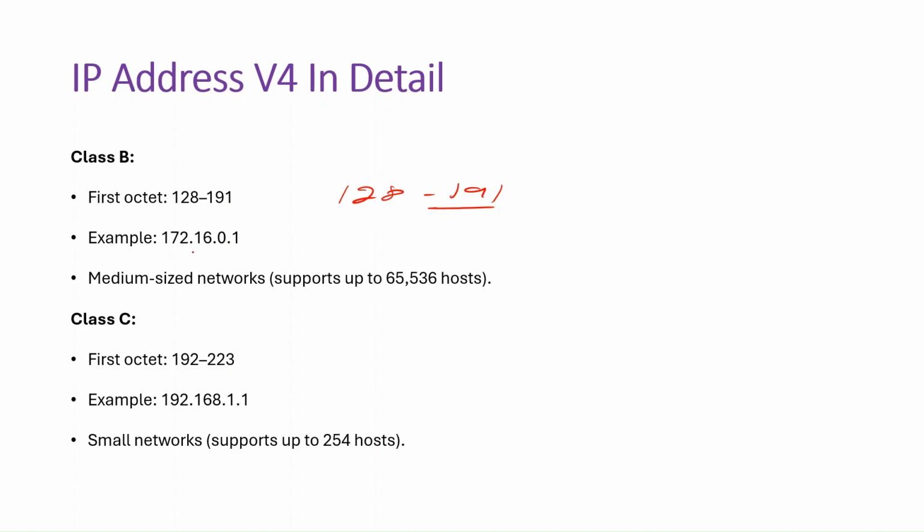When it comes to class B, the first octet starts from 128 to 191, and the example of a private IP range of class B is 172.16.0.1. The rest of 129, 130, 131, likewise until 191, are public routable ranges, apart from this 172 network. It is used for medium-sized networks, which support up to 65,536 hosts.